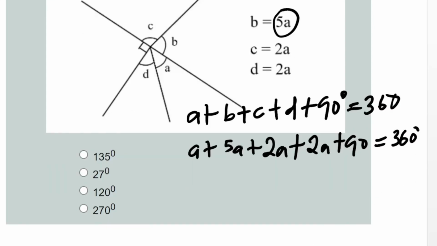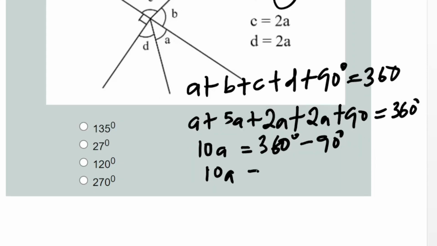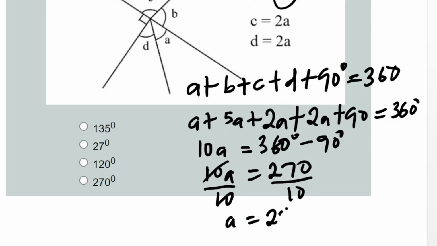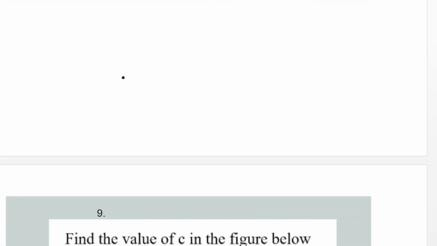So from here now we can find the value of A. So A plus 5A is 6A, plus 2A plus 2A, that means we have 10A equals 360 degrees minus 90 degrees. So 10A is equal to 270 degrees. So divide both sides by 10. So therefore, A equals 27 degrees. I hope that is very clear. All right. So that is option B here. Is that clear? Then we'll move to question 9.